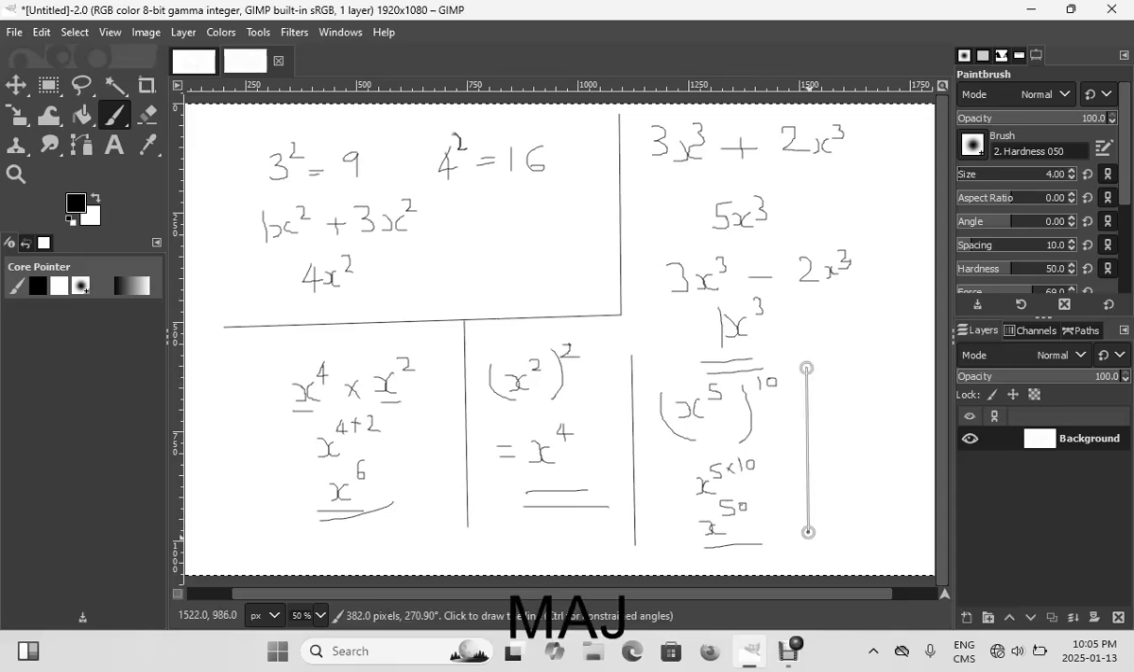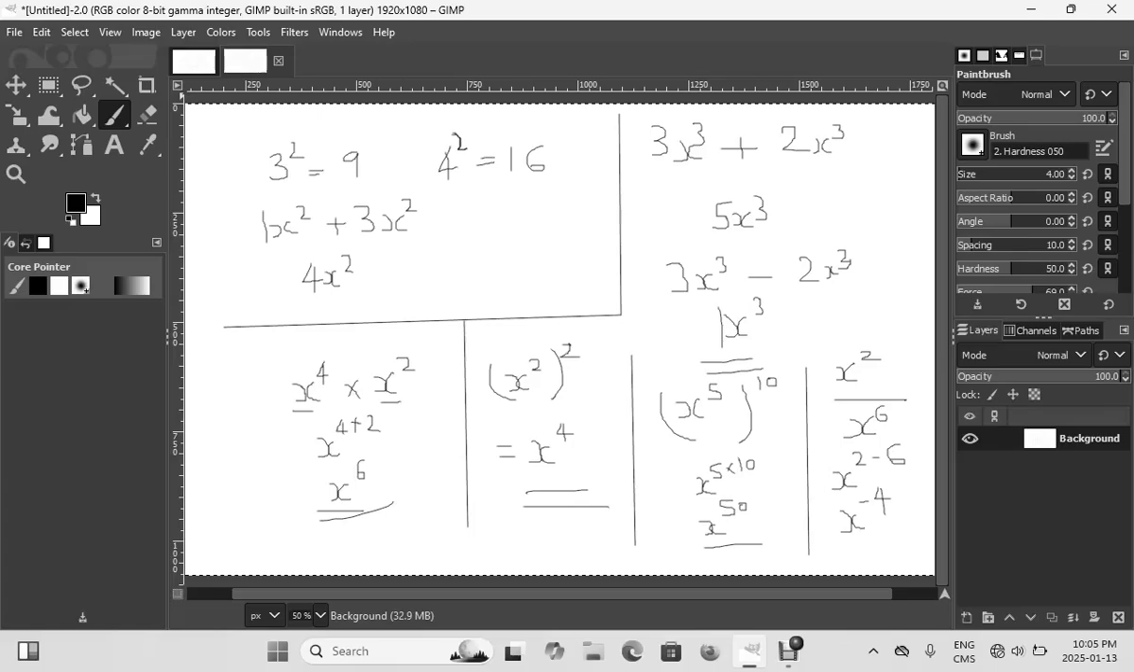Now, if this was division, let's say this is x raised to 2 divided by x raised to 6. What you can do is subtract for division. So 2 minus 6, this will be x raised to negative 4.